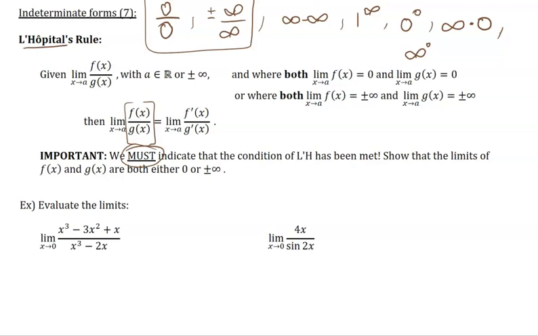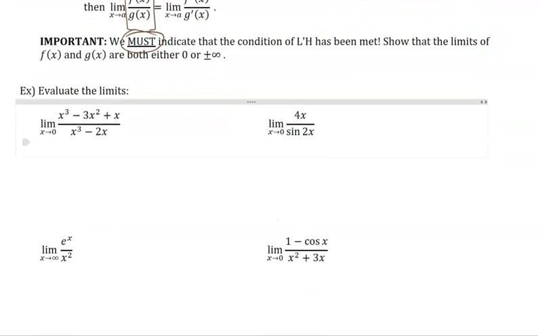Okay, so we are going to write that first. We're going to check by plugging in, in this case it's 0, and we're going to say yes, the limit of the top is 0, the limit of the bottom is 0, therefore L'Hopital applies, and then we have this new form. Okay, so let's look at this first one. Right now, if I plug 0 in, I'm going to get 0 minus 0 plus 0 over 0 minus 0, so it's definitely approaching 0 over 0.